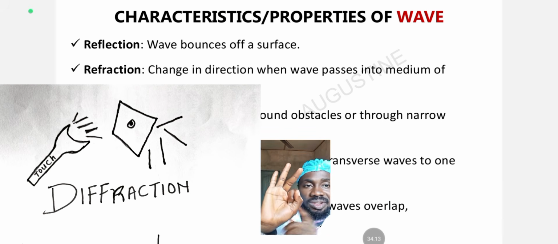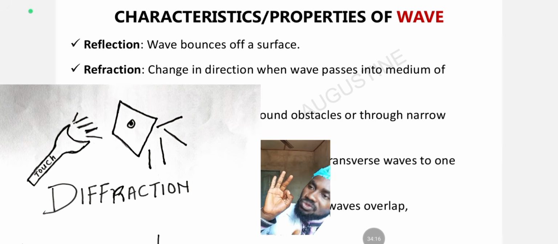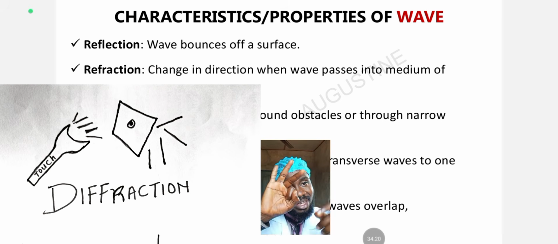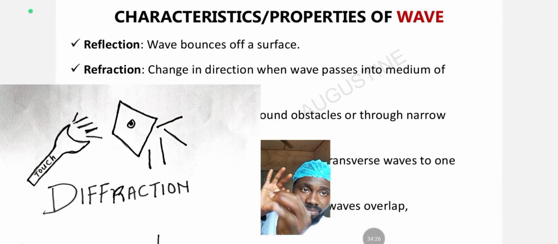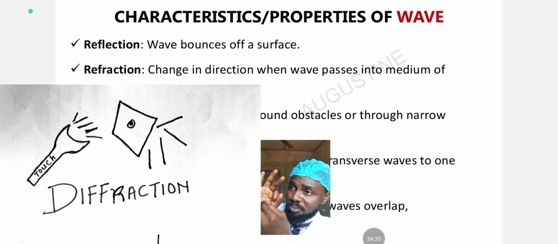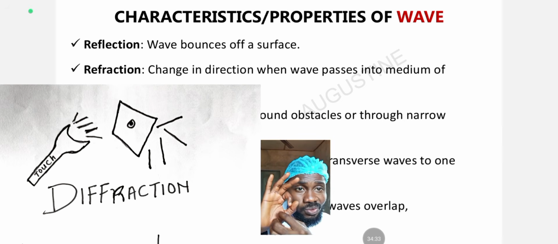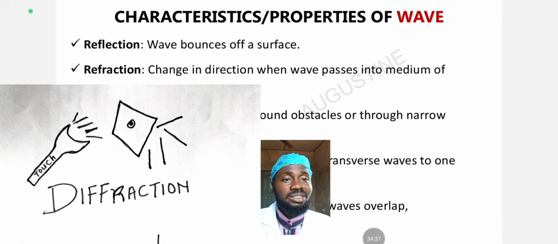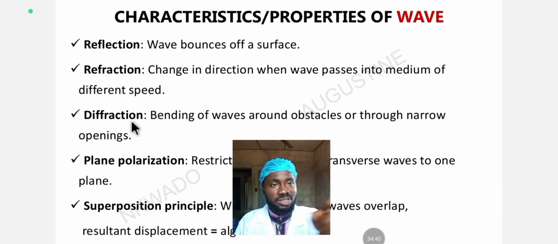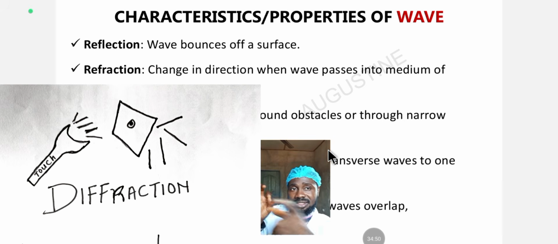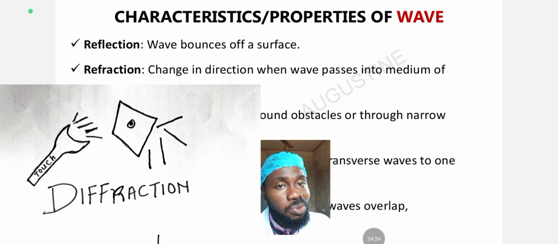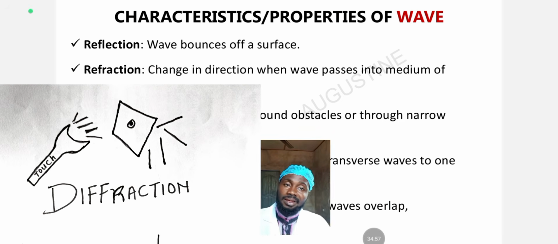If this is the only hole that leads to this place, or that opens to the exterior, when I point the light here, the light ray comes out of this place and it's going to spread. The spreading of light rays through a small opening is also diffraction. Diffraction of wave is the spreading of wave when it passes through a small opening. It's also the bending of wave around obstacles. So that small opening is an obstacle, so it bends, or through a narrow opening, like that small hole I just illustrated.